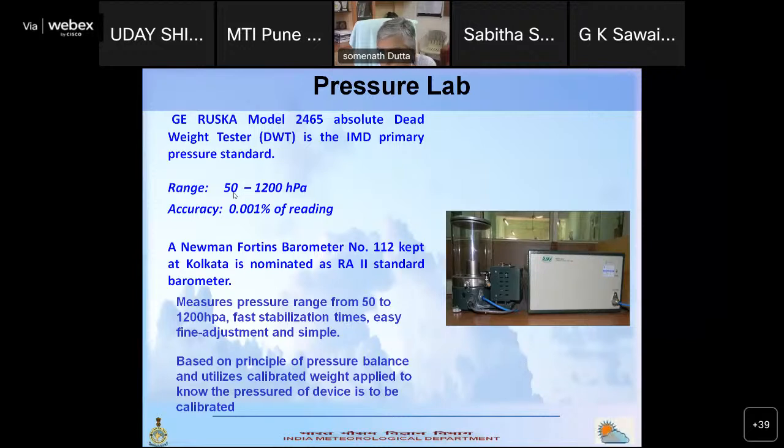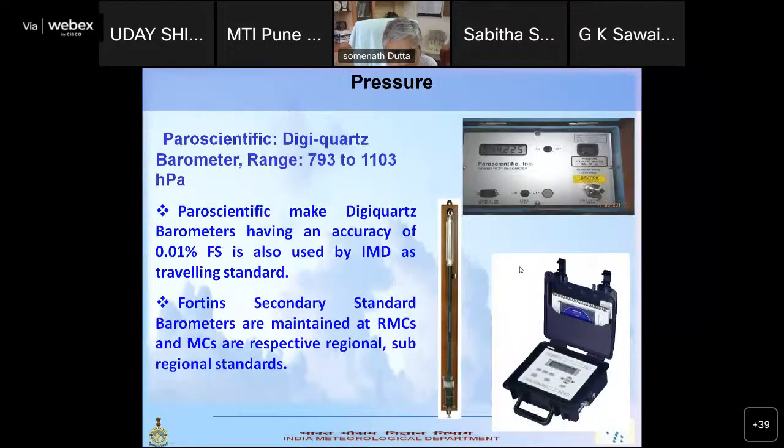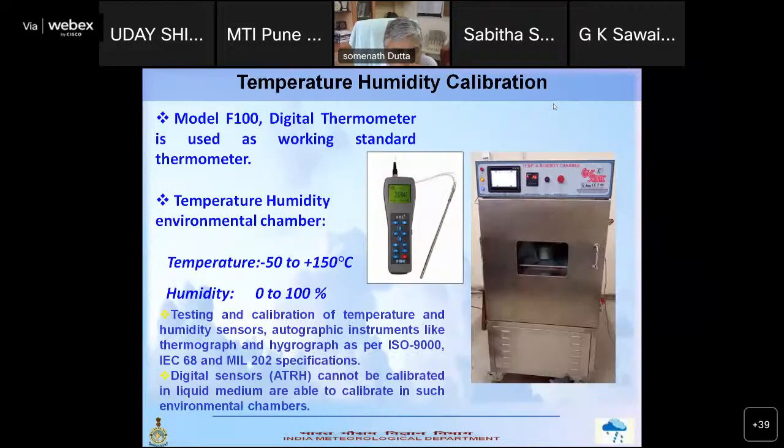It has a range of 50 to 1200 hPa. It is a very accurate instrument to calibrate the pressure sensors. This is the secondary pressure sensor. This is the temperature and humidity calibration.